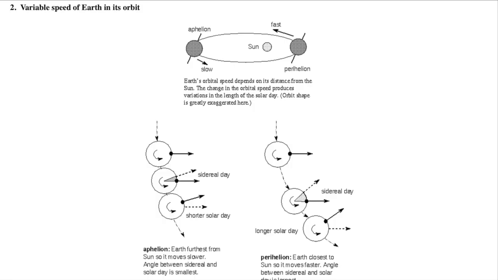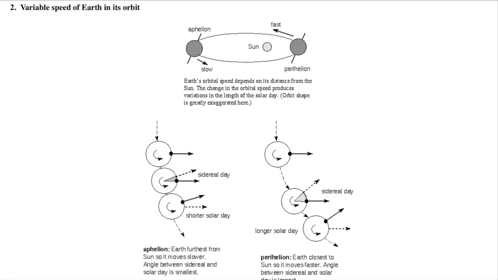The second reason why the sun's drift among the stars is not uniform is that the Earth moves faster in its orbit when it is closer to the sun, near January, and slower when it is farther from the sun, near July. The total motion does change a little. The pictures I have here are exaggerated, so you can easily see what's going on.